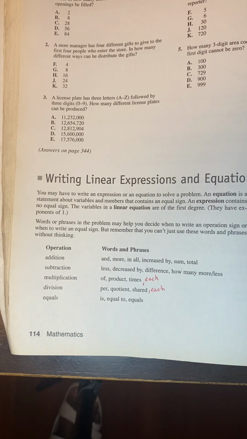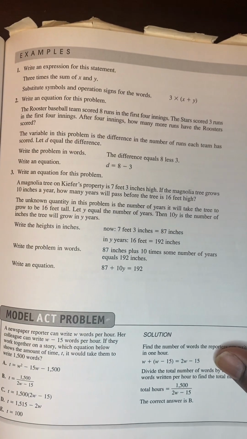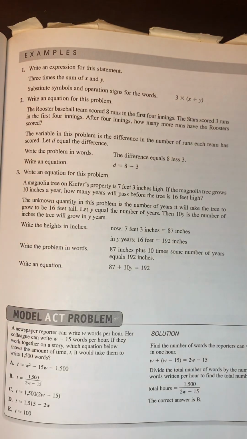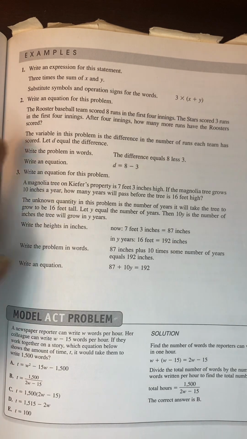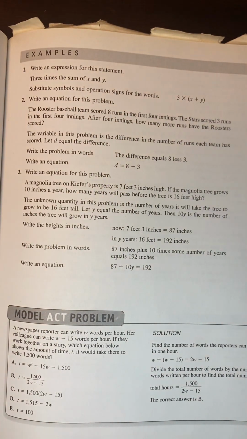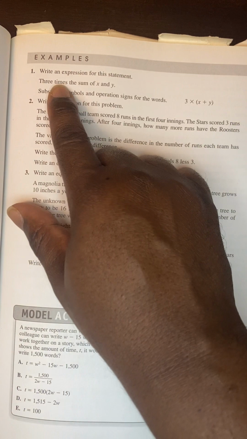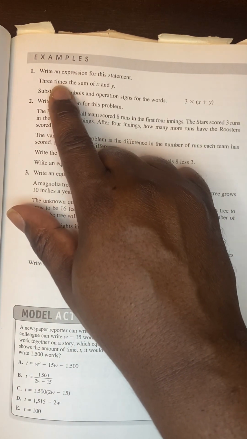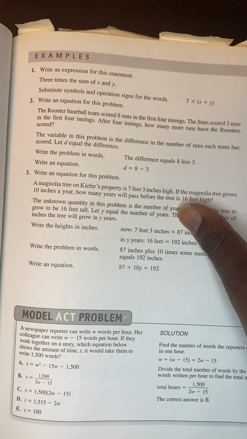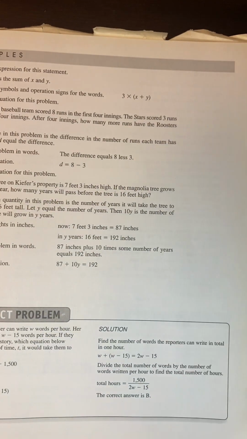Okay. So I'm gonna show you some examples of what we have. Right here it says write an expression for this statement. So again, an expression does not have an equal sign. So it says 3 times the sum of x and y. So we know we have a number 3. Our operation is going to be multiplication because we say times, and then we also have an addition symbol as well, and it says times the sum of x and y. So when you look at it over here, it says 3 times the parentheses x plus y.